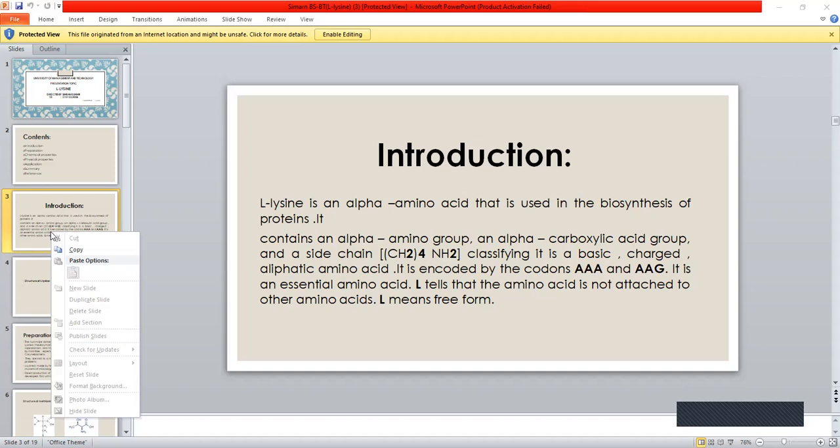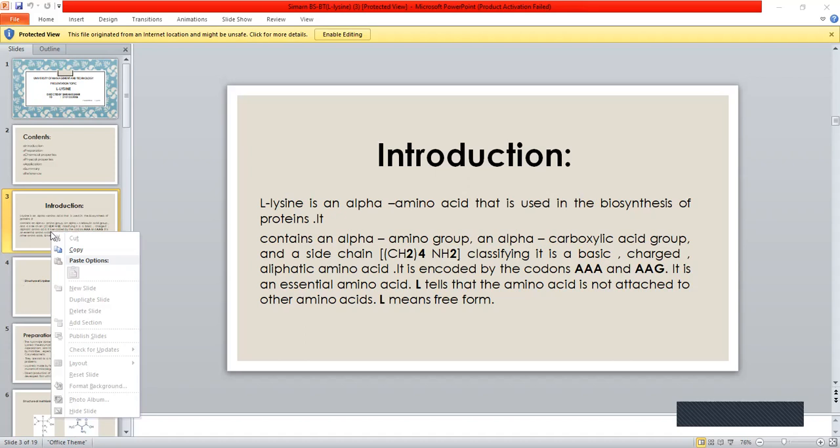There are two types of amino acids: essential amino acids and non-essential amino acids. Essential amino acids are those which cannot be produced by our body, and non-essential amino acids are those which can be produced by our body. L-lysine is one of the essential amino acids that cannot be produced by our body. We take it from our diet.